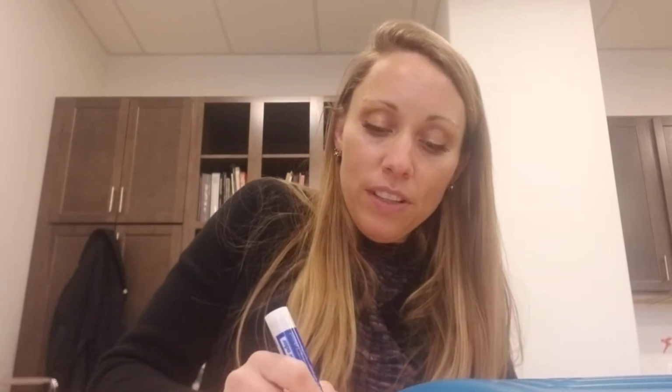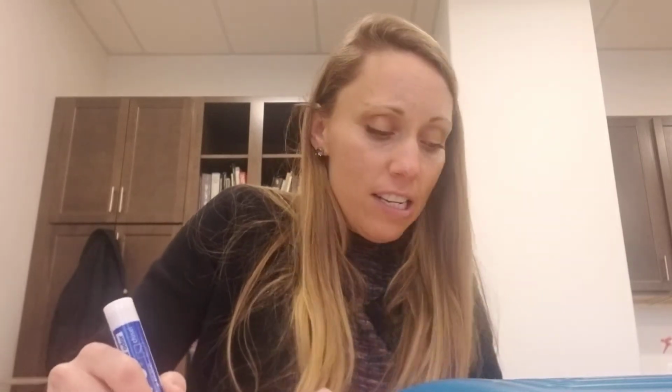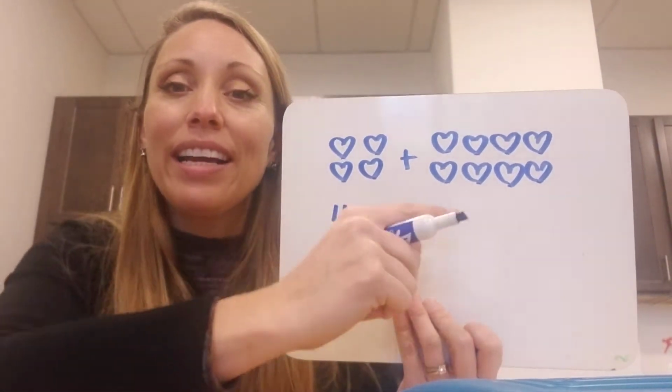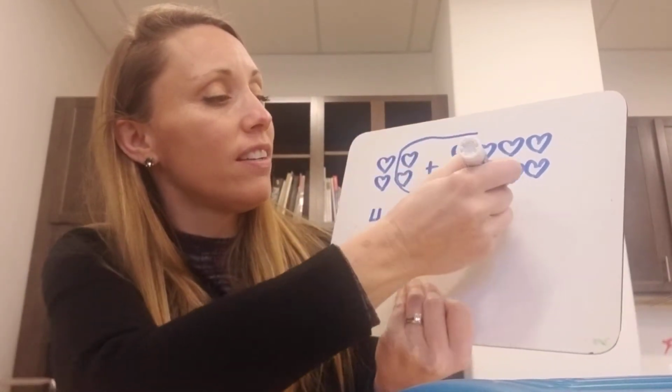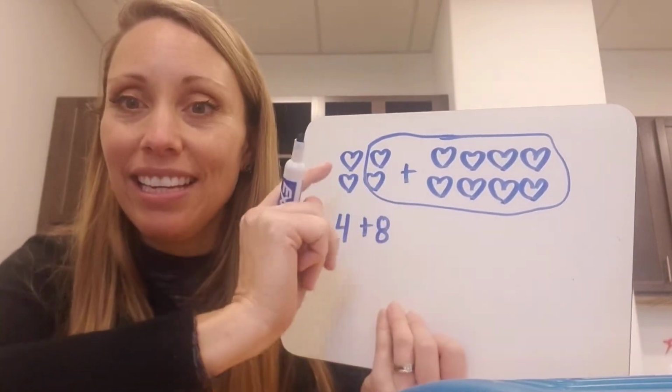So, I didn't bring anything to erase. Whoops. I'll use a mask. This one is about butterflies, but those are a little tough to draw, so I'm going to do hearts. We have a group of 4 hearts, and we have a group of 8 hearts. And we're adding them together, right? So we have 4 plus 8. Again, we want to make 10. We're going to steal some of the 4 to make the 8 into 10.